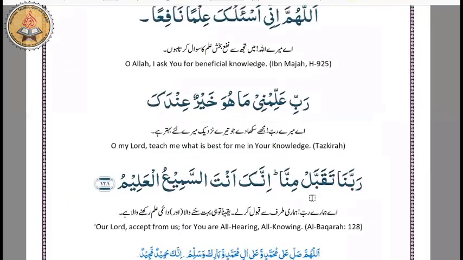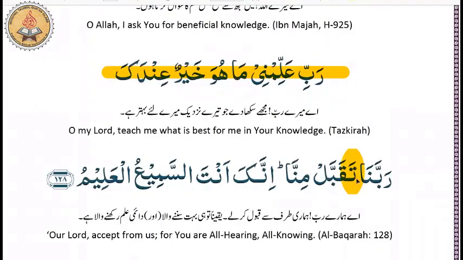Let me just zoom in for you. It's got two dots above it. So it's not a noon. Say again for me, please. Ta. Yeah, brilliant. So when you're reading it, Rabbana taqabbal minna. Okay? And if you can read on from me from there, please.